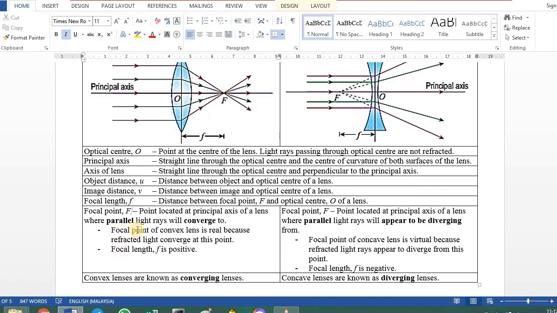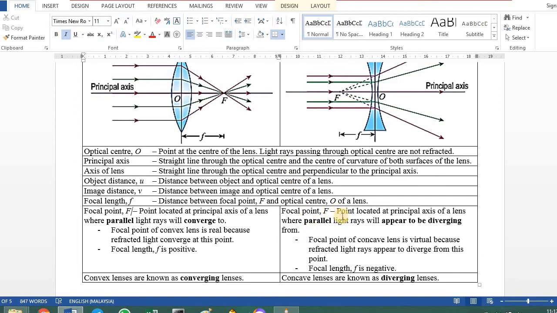Okay, the focal point of a convex lens is real because refracted light converges at this point. So actual light actually converges here, there really is light here. So the focal point is real. Okay, and the focal length is positive.